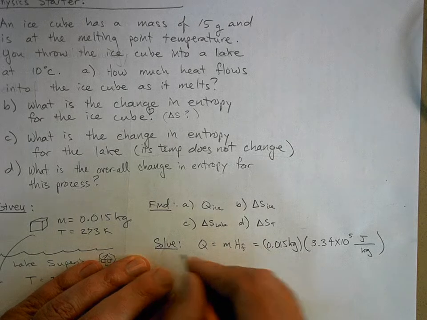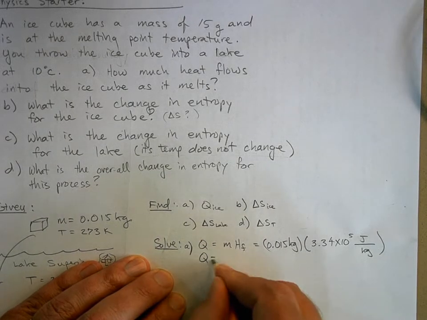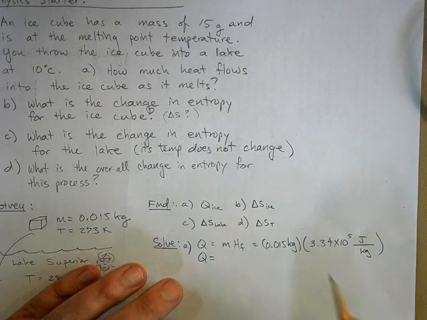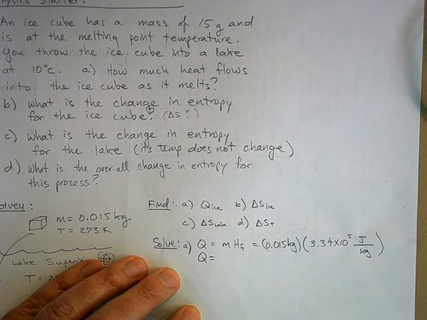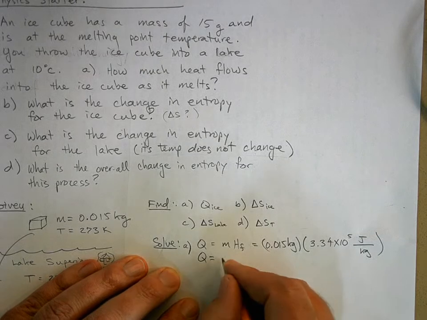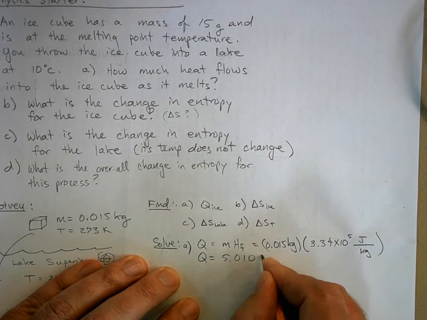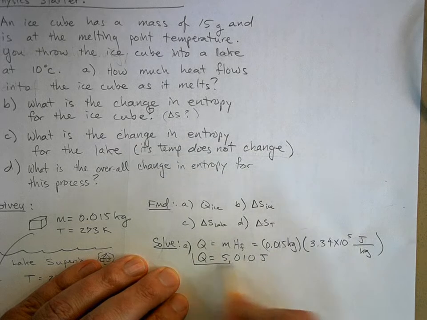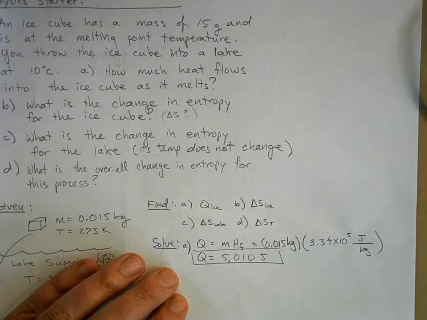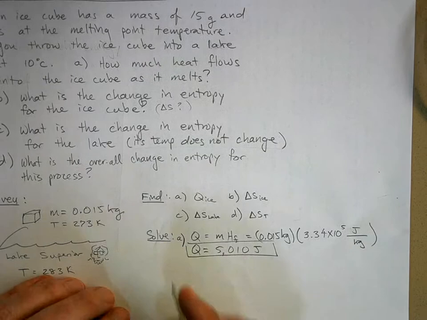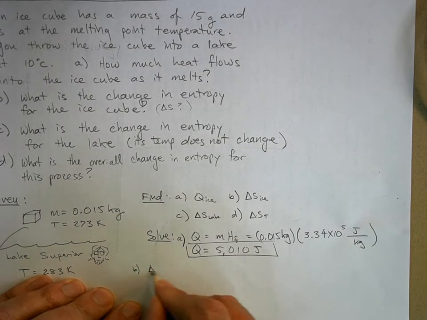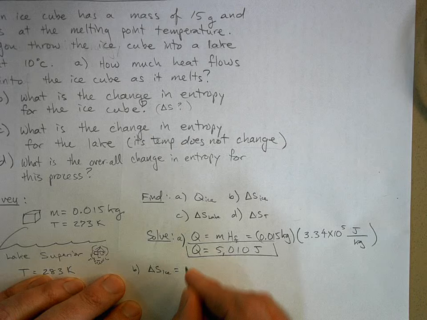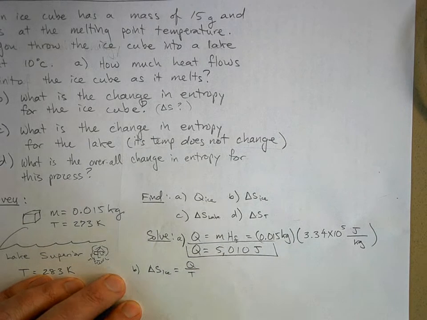All right, so this is all for part A. So Q is equal to 0.015 times that. Did you get 5,010? Yeah. Always box your answers, please. All right, part B. Now, delta S for the ice is equal to Q over T.